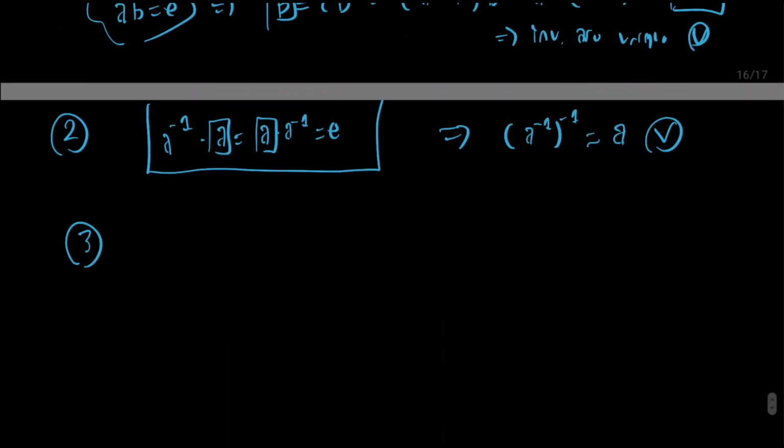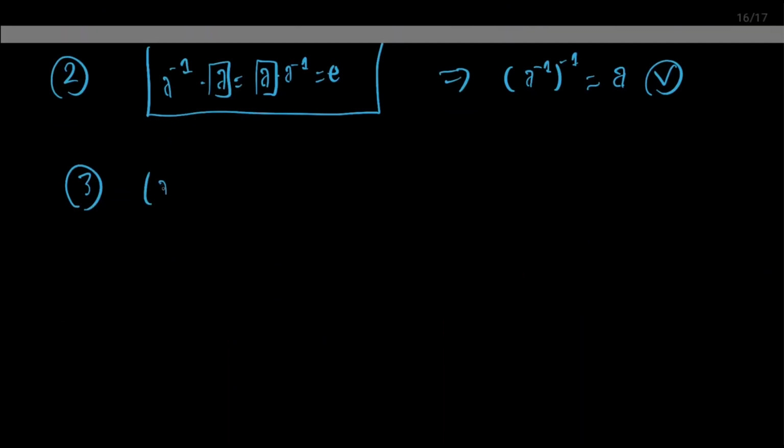And for the third point, we want to find that relation for (a times b) to the minus 1. So now, we start by observing that (a times b) times (b to the minus 1 times a to the minus 1) is equal to the identity. Now multiplying by b to the minus 1 on the right, both sides, we get that a times b to the minus 1 times a is equal to b to the minus 1.